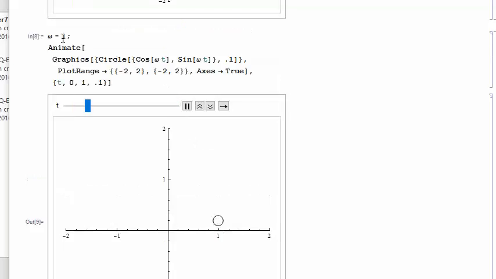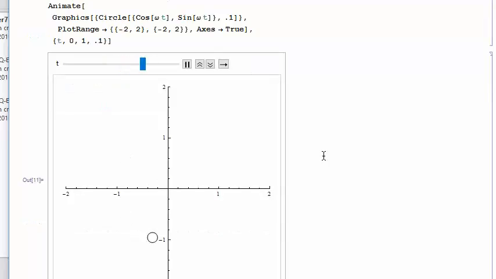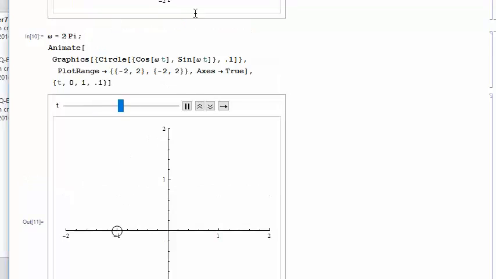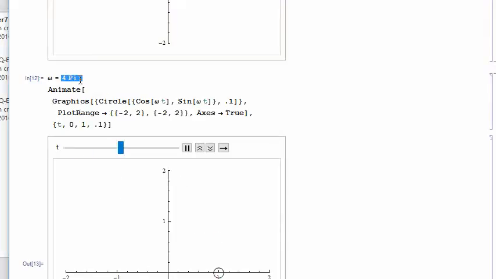Alright, so let's make it so that omega is 2 pi. Then it will go all the way around the circle in 10 frames. Of course, if I set it to be 4 pi, it'll go around the circle twice in 10 frames. So anyway, this is actually technically 4 pi radians per second, or per 10 frames. So this is an angular velocity.